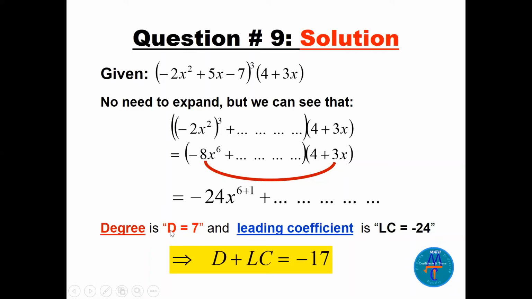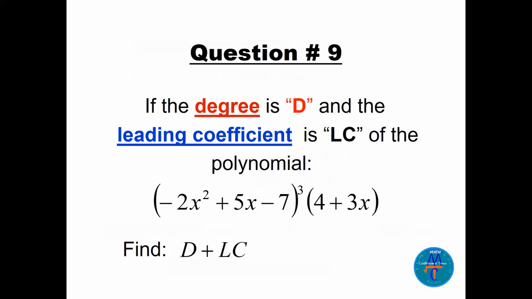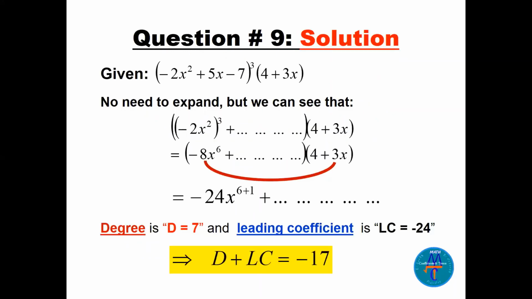What is the degree? Remember the word degree? The highest power, the highest exponent, which is 7. What is the leading coefficient? The leading coefficient LC is this number here, multiplied by x with the highest power, minus 24. So 7 add minus 24, the answer is minus 17. I know you might not like this question. This is little tricky. You don't have to expand. You can expand, but it takes so long.